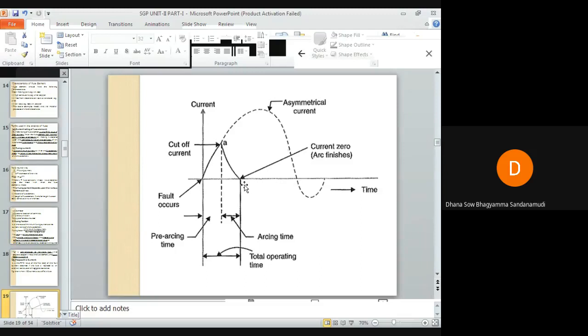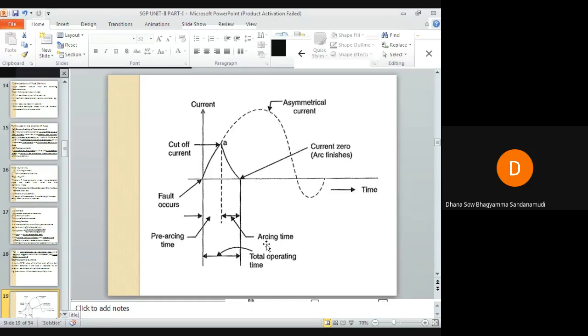For a fraction of a second, you can see the arc, and within a fraction of a second it just goes away. So the arc has initiated at point A, and the arc current becomes 0 at this instant. You can see here I have written current 0, so the arc finishes. The fuse has blown out at point A and the arc is struck. That arc will persist for a very short duration, and we can't even recognize it with our naked eyes. That interval is known as arcing time, the time between the end of the pre-arcing time and the instant when the arc is extinguished.